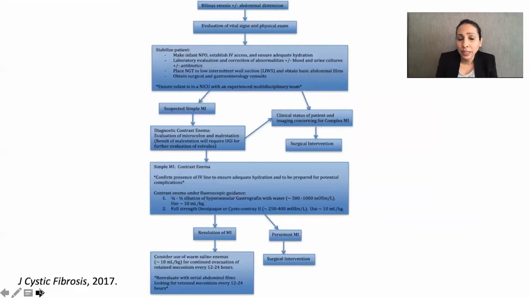In terms of evaluating meconium ileus, the first thing is to stabilize the patient, and then really to understand whether this is more of a simple or a complex meconium ileus. If simple, we would do a diagnostic contrast enema as described, and we would use a gastrografin enema or an Omnipaque or Cystografin enema also described to see if you can resolve the meconium ileus. If you cannot resolve it using these methods, then surgical intervention is indicated for persistent MI. Also, if immediately identified as complex MI, surgical intervention is indicated.